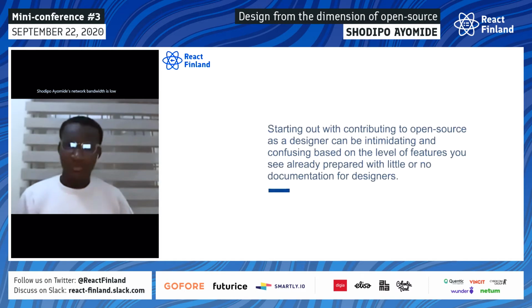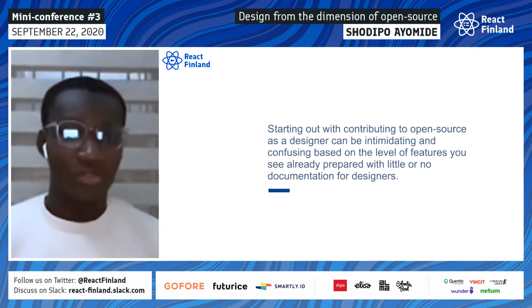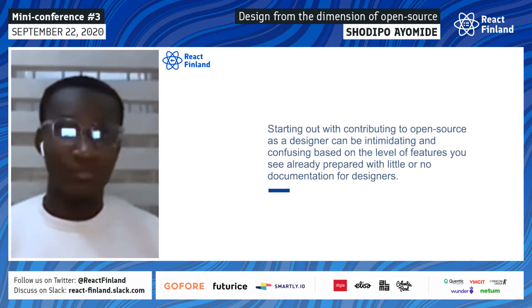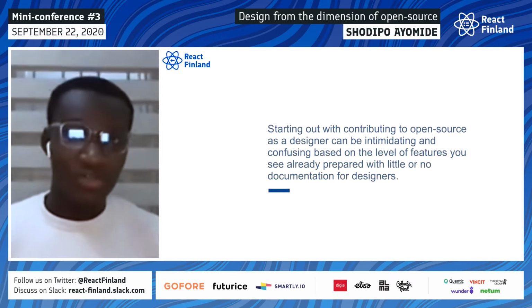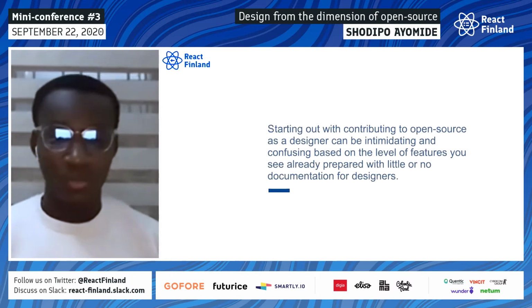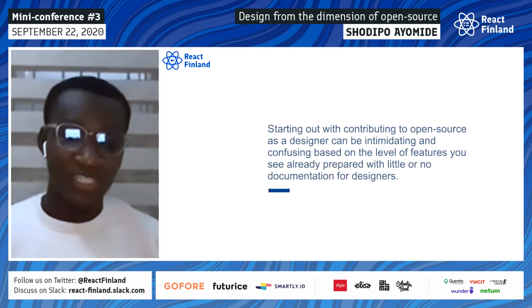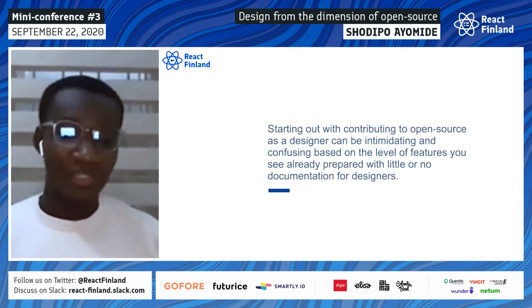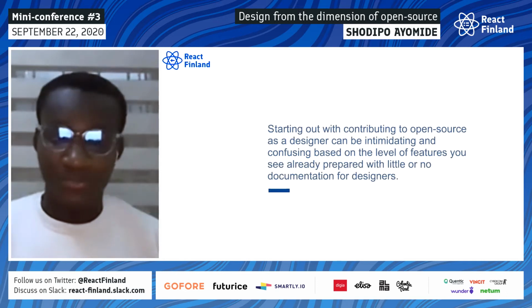Starting out with contributing to open source as a designer can be very intimidating and confusing, based on the level of features you see already prepared, with, and this part is really important, little or no documentation. Usually when we see projects on GitHub, we see documentation for engineers, but there's no documentation for designers. This is something we need to fix. When you get there, it's a whole bunch of features, a whole bunch of pages that we need to work on, and there's no documentation tailored towards designers. It's really confusing, and this is one of the problems designers have when trying to contribute to open source.